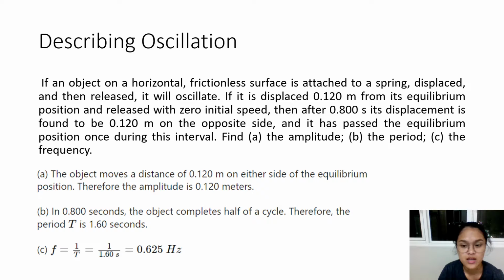So for B, in looking for the period, in 0.8 seconds, the object completes half of a cycle. So one period is equivalent to two halves of a cycle. So we will just multiply 0.8 by 2, and we will be getting 1.6 seconds as our period. So for C, frequency is just equal to 1 over the period, and it's 1 over 1.6 seconds, and we will be getting 0.625 hertz.